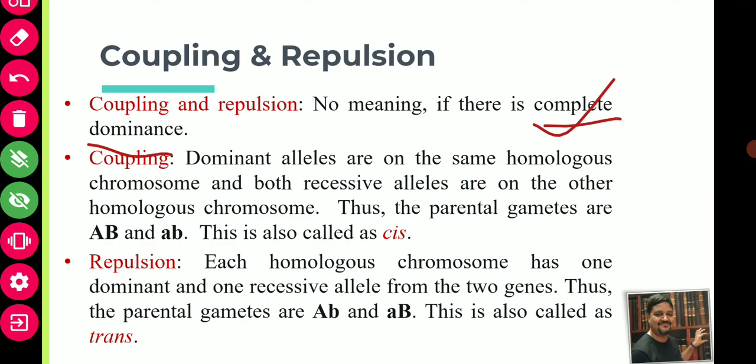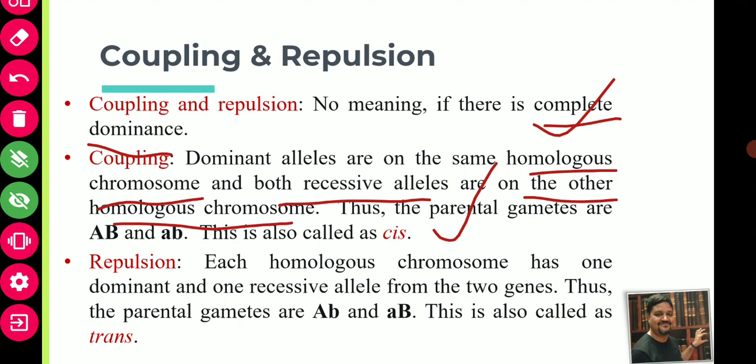What is coupling? In coupling, dominant alleles are on the same homologous chromosome, and both recessive alleles are on the other homologous chromosome. We have already discussed that capital A, capital B will be on the same chromosome, and small a, small b on the other, and this situation is called cis. Many a time you will get a question in your examination: identify from the following which one is the cis condition or the coupling phase.